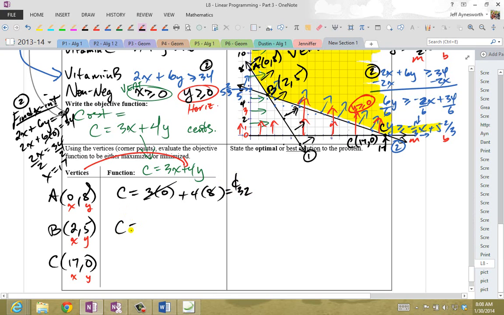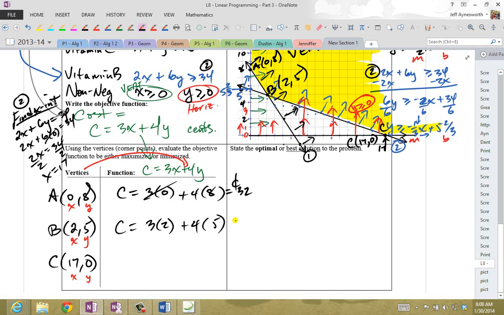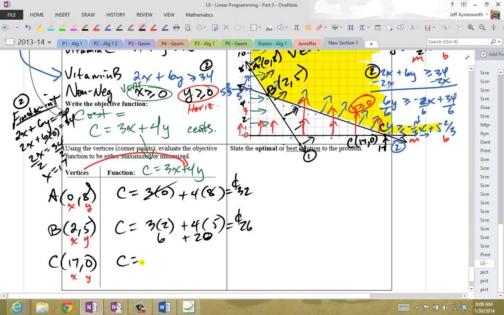On the second one, the cost is 3 times 2 plus 4 times 5. Well, let's figure that out. We have 6 here, and we got 20 here, and 20 plus 6 is 26. Okay, 26 cents per gram for that solution. The question is, is that the minimum? I know 26 is less than 32, but is that the minimum? I don't know, so we've got to figure it out.